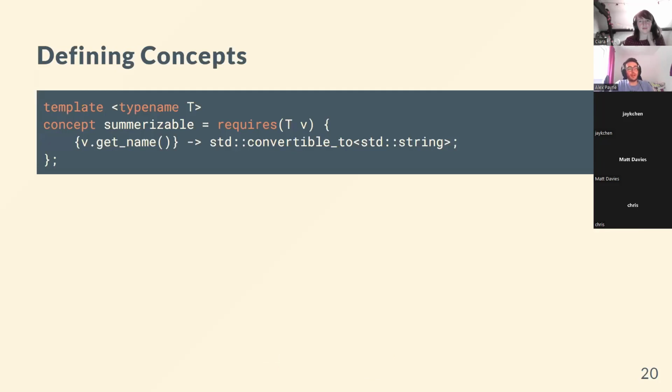But we don't have to use predefined functions. We can write our own concepts as well, and we can do that using the requires keyword. So in this example, which I've kind of nicked from the Rust book again, I've made a concept called Summarizable. And I've used this requires keyword here to build what's known as a requires expression. I'm just saying that whatever my type T is, T must have a method called getName, and the return type of that must be convertible to a string.